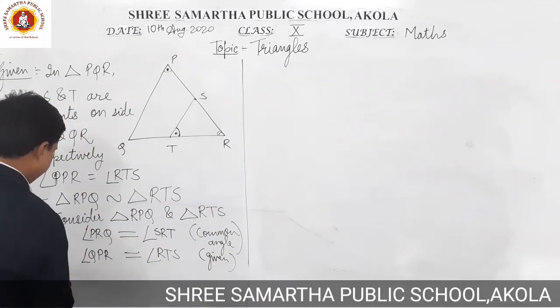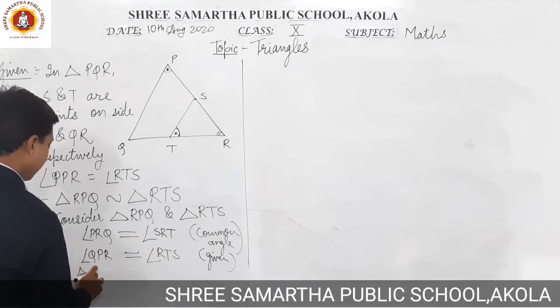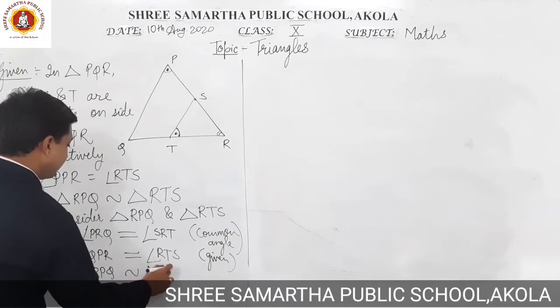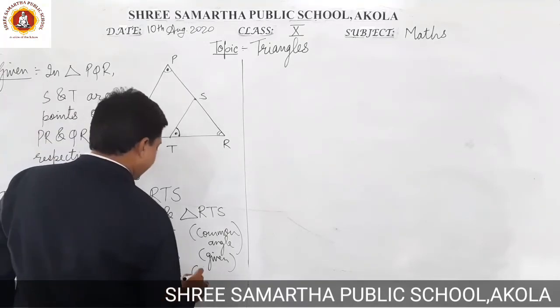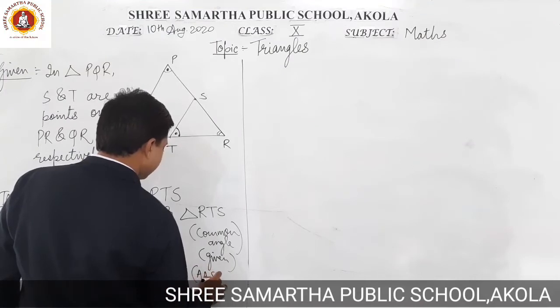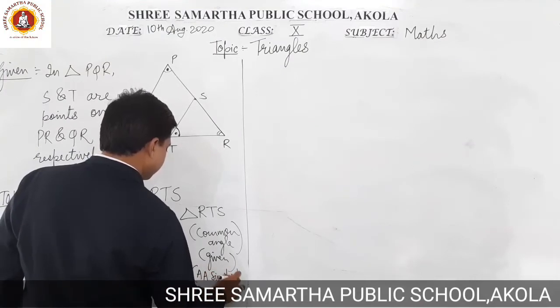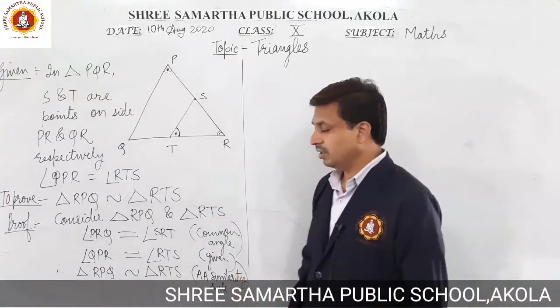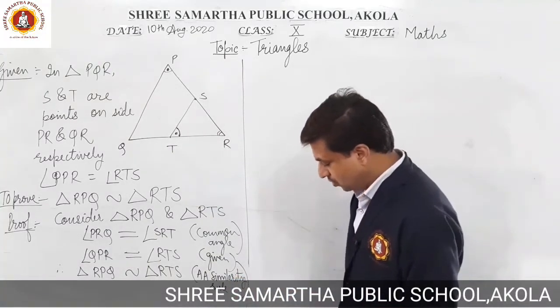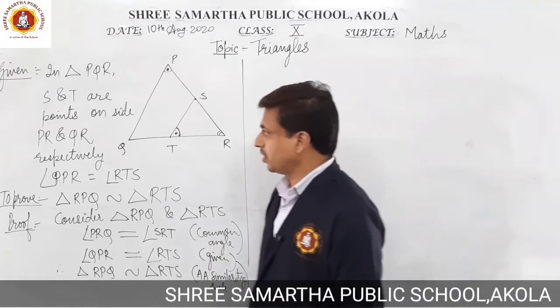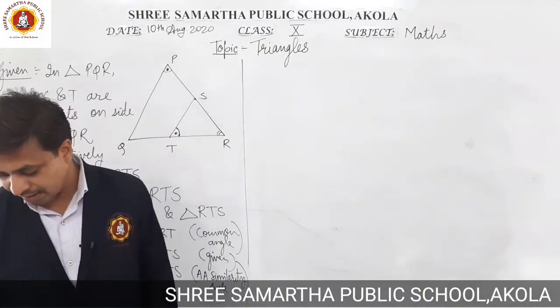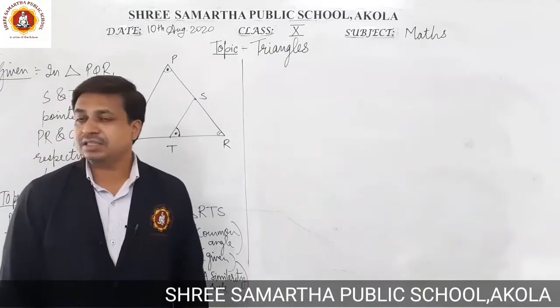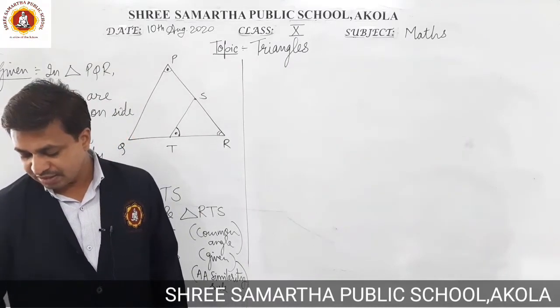Now two angles are common, therefore triangle RPQ is similar to triangle RTS by AA similarity rule. These two triangles are similar by AA similarity rule. Okay. What we had to prove, student, we have proved. Now next, we will consider another example.